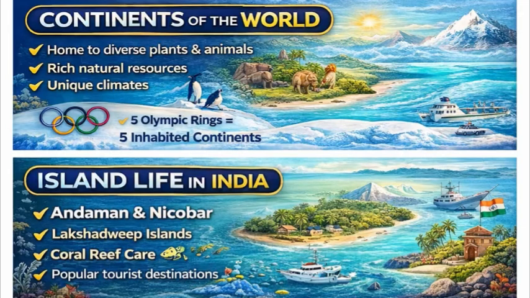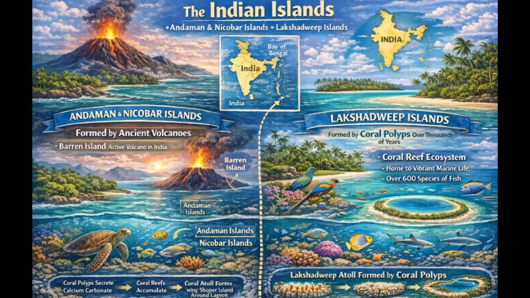Another important thing about the ocean and marine life is islands. So, island life and the Indian islands. Now let's talk about the islands. An island is a piece of land that is surrounded by water on all sides. The largest island in the world is Greenland. India has around 1,300 islands, mainly divided into 2 major groups: one is the Andaman and Nicobar Islands, the other is the Lakshadweep Islands.